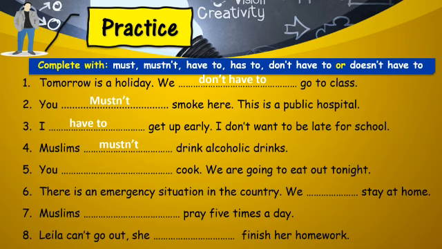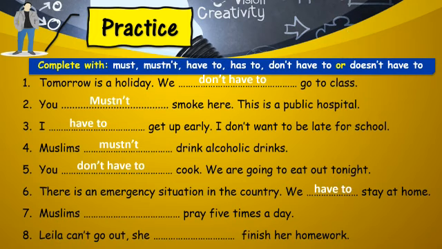Sentence 5. You cook. We are going to eat out tonight. Eat out means eat in a restaurant. So if we are going to eat in a restaurant, it's not necessary to cook. So the right modal verb will be you don't have to cook. Sentence 6. There is an emergency situation in the country. We stay at home. Because there's an emergency situation in Morocco or in the country, we must stay at home, or we have to stay at home. Both are correct.